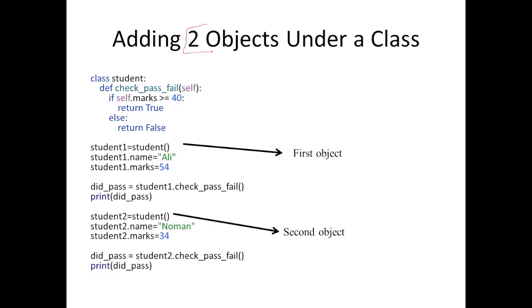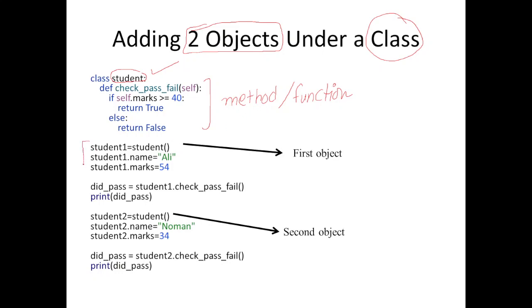Here we will see how to add two objects under a class. A class is a generalized object on the basis of which we make decisions. So here we have defined a general class called student, and we have defined a method in which we will check whether the student is pass or fail. Method and function are interrelated keywords. In Python we generally use functions, but in the object-oriented programming approach of Python we use methods.